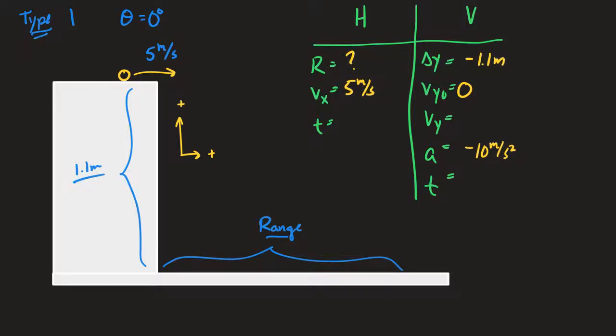To get the range, it should be pretty clear to you that range is equal to Vx times t. Since there's no acceleration, how far it travels horizontally is how fast it's going sideways times how long it's in the air. And although I know that it's moving at 5 meters per second, I need to figure out how long it takes for the marble to reach the ground. That's controlled by gravity, which is why we need to figure out the time here.